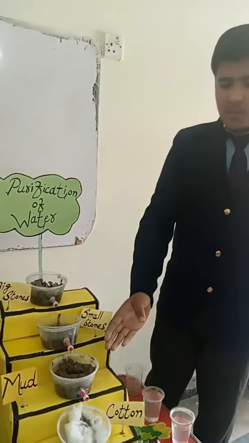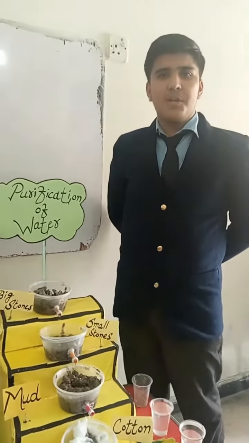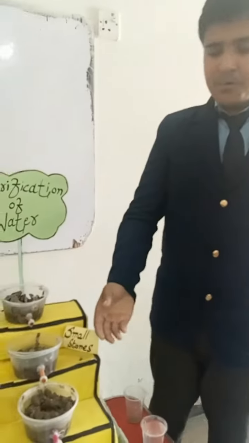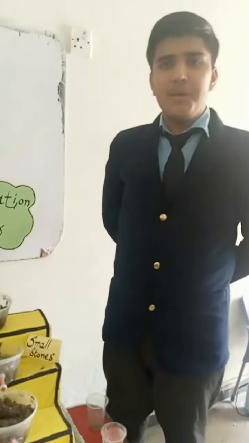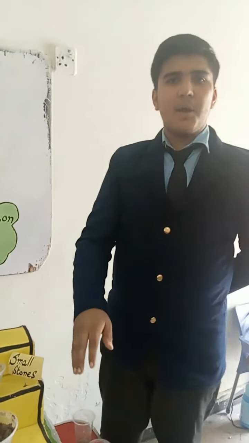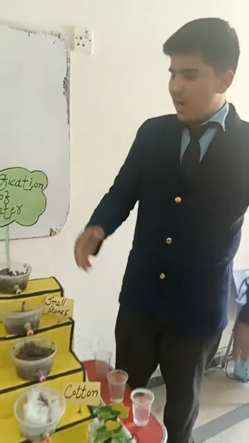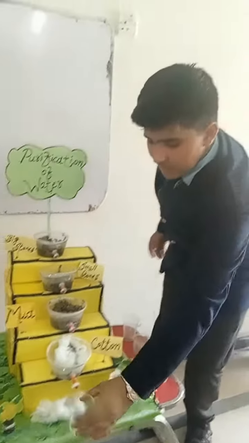In the third step, we have mud. Mud acts as a coagulant in this context. It binds the fine particles dissolved in the water. In the last step, we have cotton. Cotton functions as a fine filtration agent. It captures remaining suspended particles and provides filtration to the water. After this whole process, we get pure and purified water.